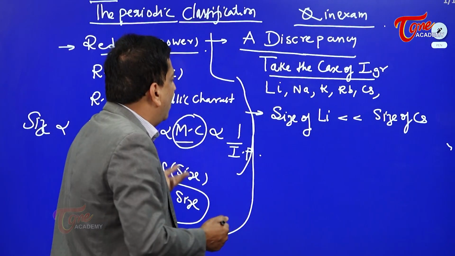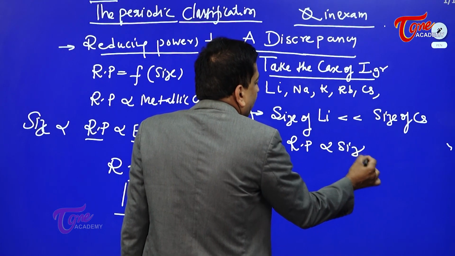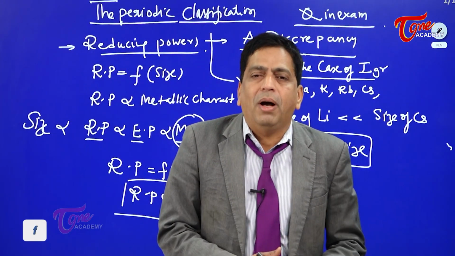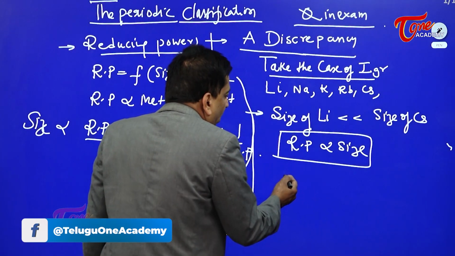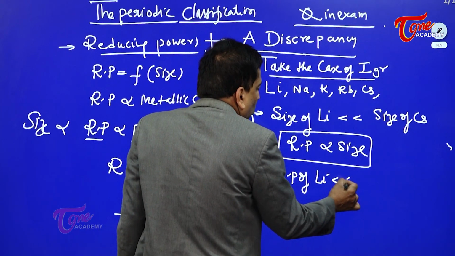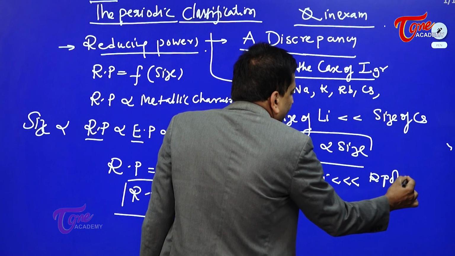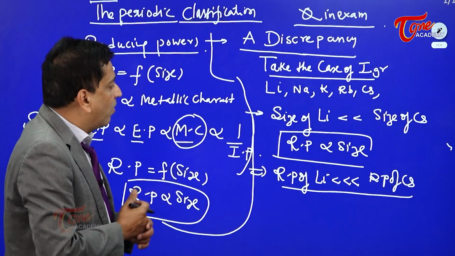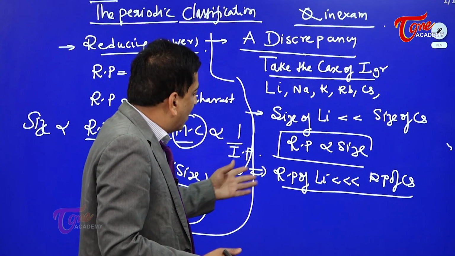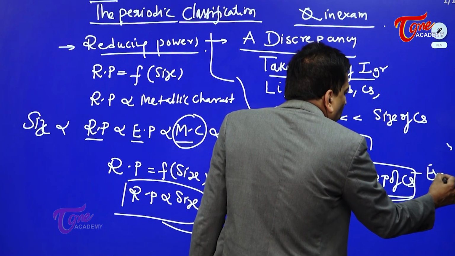If this is the case, then we know reducing power is proportional to size. Greater the size, greater is what? Reducing power. You must understand. If this is the case, then it implies that the reducing power of lithium is smaller compared to what? The reducing power of cesium. Reducing power of lithium is less than reducing power of what? Cesium. So that is how it is. This is the expected trend.